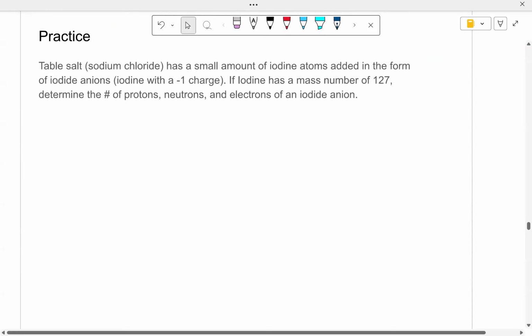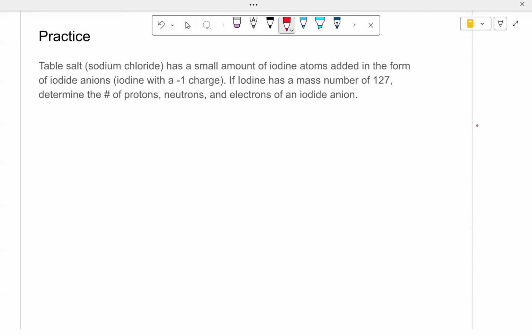So let's do a little bit of practice here. If you look at a container of table salt next time you go in the store, you'll see that sometimes it's labeled as iodized. What they do is they add a little bit of iodine, usually in the form of potassium iodide, or they add iodide ions in there. And that's to help with thyroid health. So the iodide is an anion of iodine with a -1 charge.